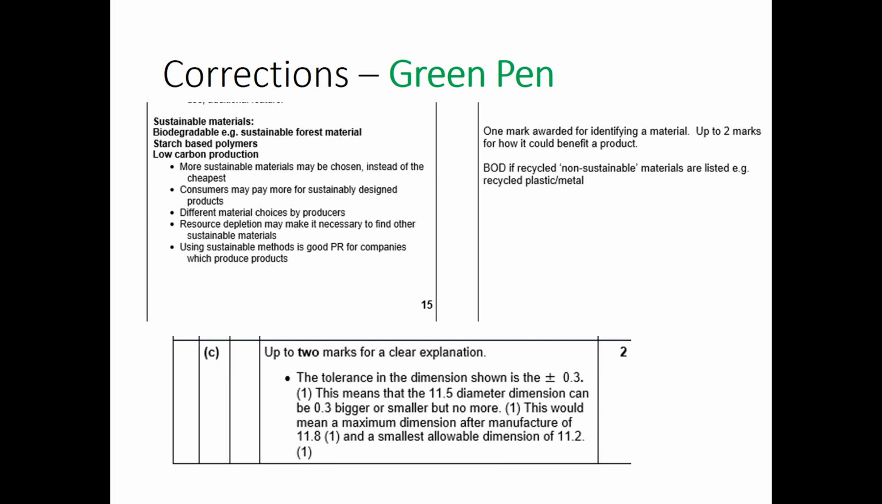If you've got anything else that might be included, 1 mark is awarded for identifying your material and 2 marks for how the product could be benefited.